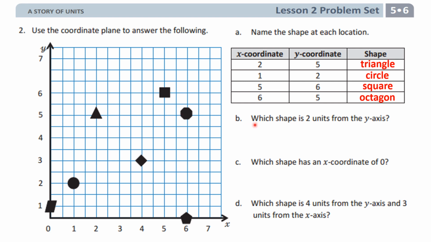2B, which shape is 2 units from the y-axis? This question is a little bit tricky. It's not asking you which shape has a y-coordinate of 2. What it's saying is which shape is 2 units away from the y-axis. So that means when I find my y-axis, which is right here, I'm looking for a shape that is going to the right 2 units.